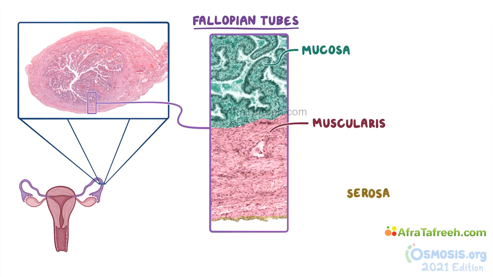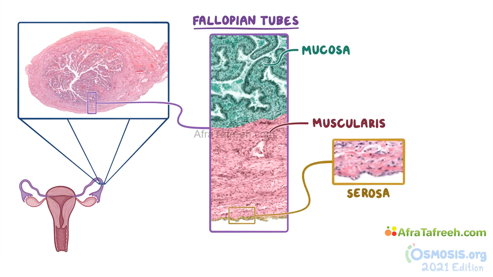At low magnification, the outer serosa is difficult to see, but if we zoom in closer, we can see that this layer is composed of only a single layer of basophilic or purple simple cuboidal cells and a very thin layer of supporting connective tissue.